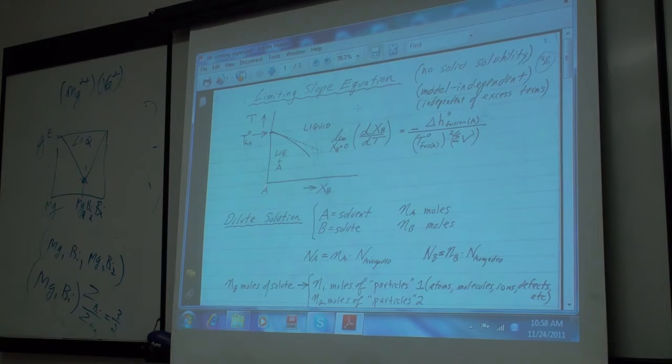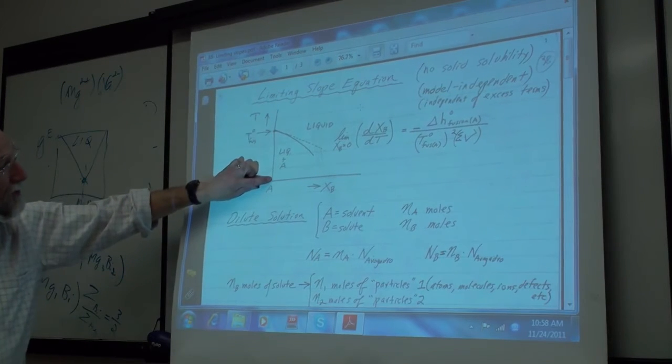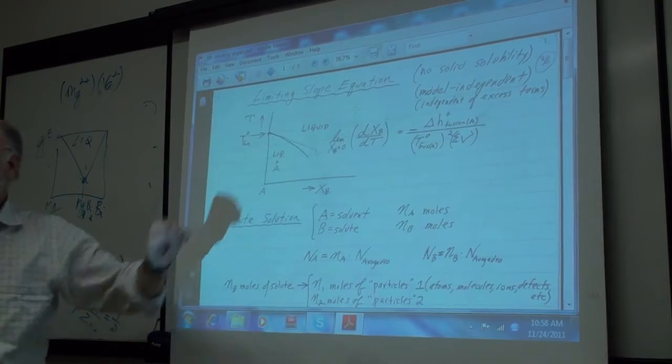This is your phase diagram here. You have a limiting slope. This is your liquidus line, measured liquidus line, temperature versus composition. So A is the solvent. We're taking the limiting slope. This is the slope of the liquidus line at xA equals 1. You take the tangent to the liquidus line at xA equals 1. That's your limiting slope. And I'm assuming there's no solid solubility. Okay, so you've got a case in which there's no solid solubility here, and you're taking the limiting slope.